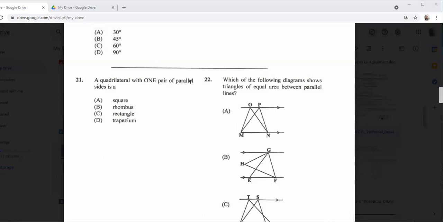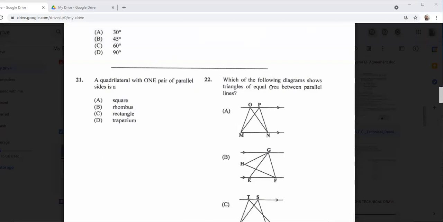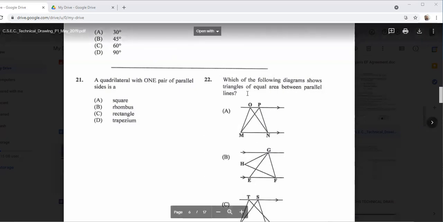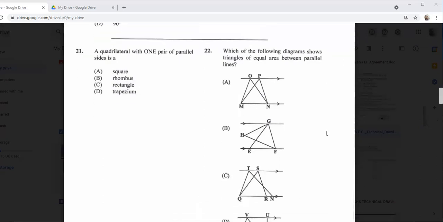What's the answer for 22? Which of the following diagrams shows triangles of equal area between parallel lines?